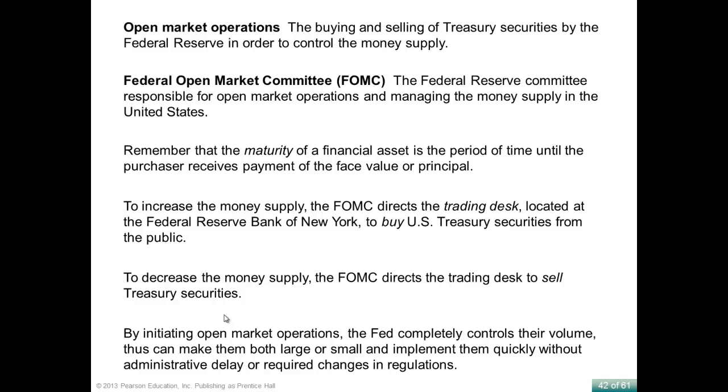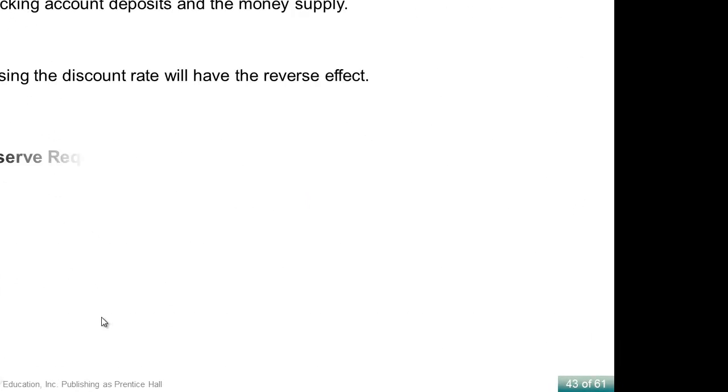So people in the open market buy the treasuries, they take the people's cash, therefore reducing the amount of cash on the marketplace. By initiating open market operations, the Fed completely controls the volume, thus can make both large and small changes and implement them quickly without administrative delay or required changes in regulation.